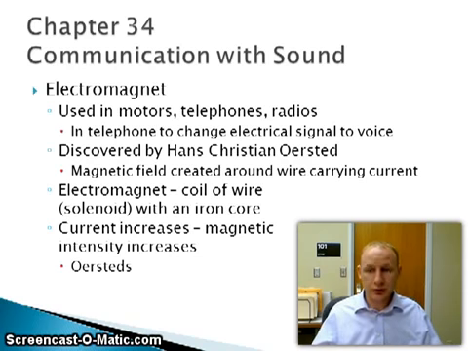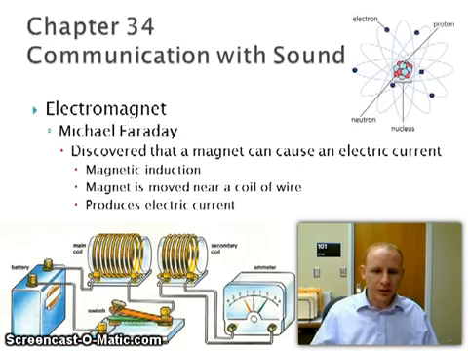And as normal, when you discover something new, you name it after yourself. And so the magnetic intensity is measured in oersteds, named after Hans Ørsted, who discovered that component of the wire. So here you can see an example of an electromagnet.